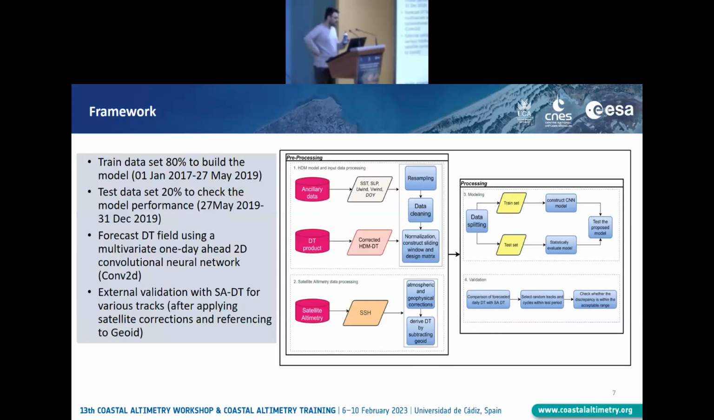In the flowchart, the first 80% of the data was used to train the model, and the remaining 20% was used to test the model, to check the model performance. And we used multivariate one-day-ahead prediction by using a two-dimensional convolutional neural network, which is a deep learning model. And finally, we validated the model by various tracks after applying the corrections and the fencing with Joey.